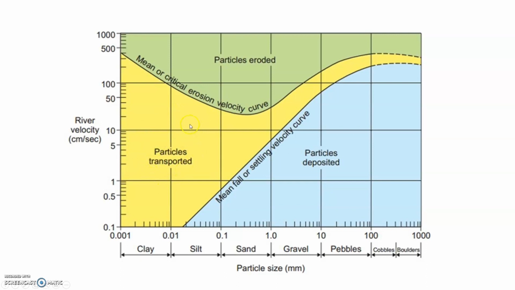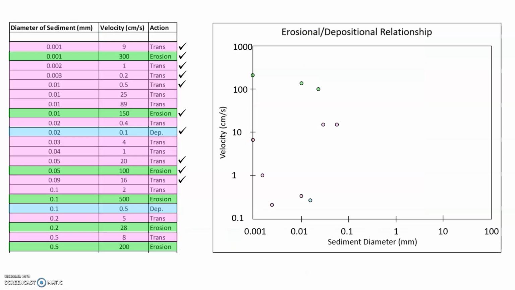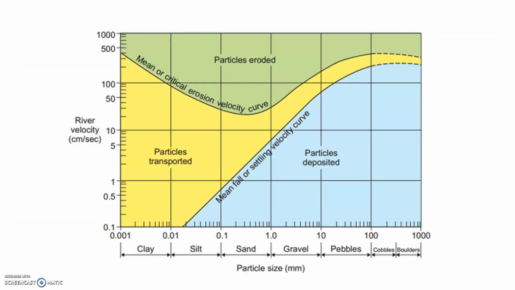Okay, I can see here they're being moved along, they're being transported. I can see over here they're being dropped, they're being deposited. And I can see over here they're being eroded. So I hope that is kind of helpful to see how to turn this table of data into an actual graph that you can make some meaning from.